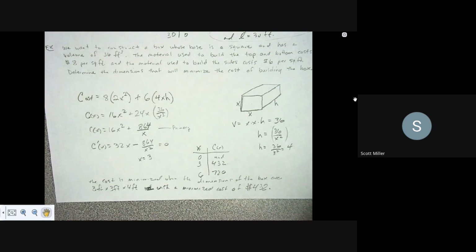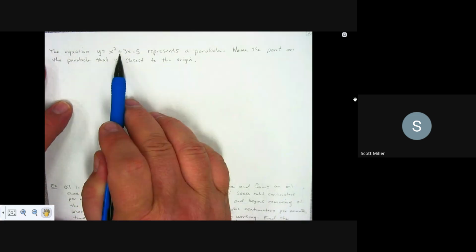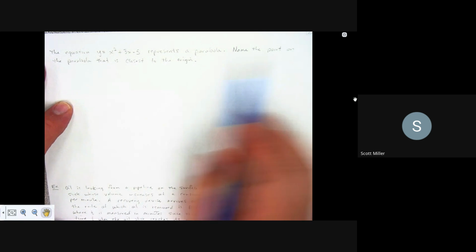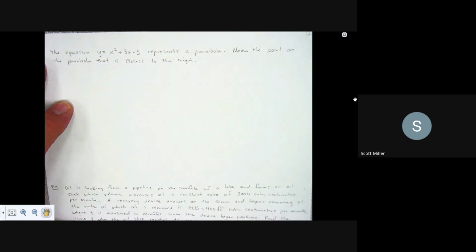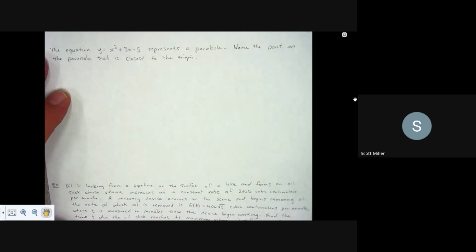All right, so let's take a look at another example right here. Here's an equation, x squared plus 3x minus 5 represents a parabola. Name the point on the parabola that is closest to the origin. Okay? So we got a parabola here. We want to find out when it's closest to the origin. All right? And so what does that even mean?